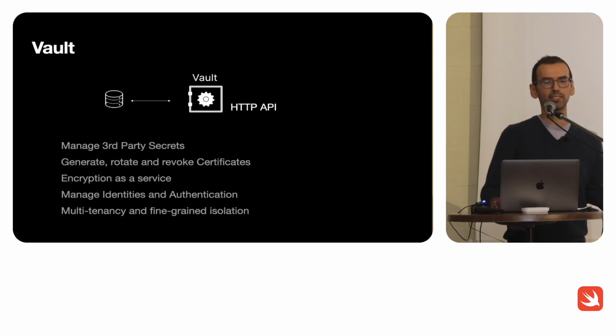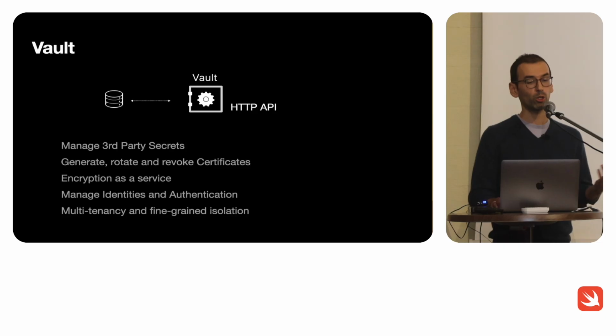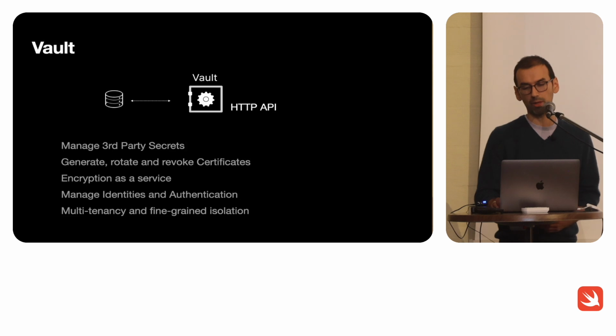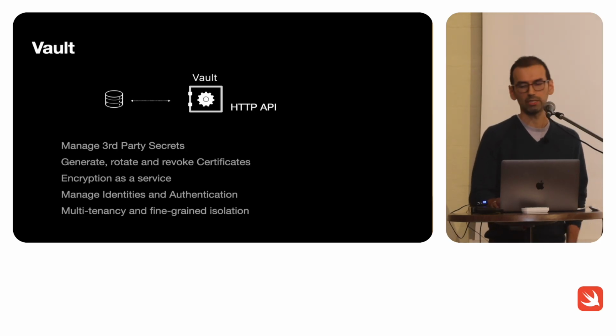Vault does more than just storing static secrets. It can also help you to manage third-party secrets like database credentials. It can also be used for other advanced features, like you can use it as a private certificate authority, leasing and renewing certificates for you, so it can also be integrated with your orchestrators to do some jobs. You can also do encryption as a service, manage identities, different methods of authentication, and there is multi-tenancy support.